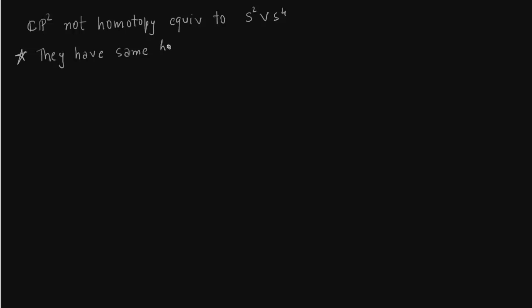So now let us record some examples where we show the spaces are not homotopically equivalent. So the first example is CP2 is not homotopically equivalent to S2 wedged with S4. First notice that both these spaces have the same homology and cohomology groups. So in fact it is important that the cup product will be used to distinguish between these two spaces.